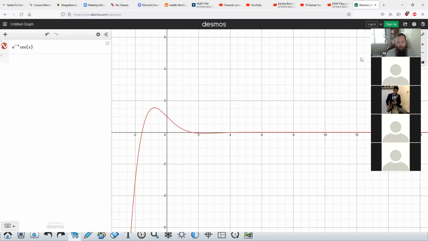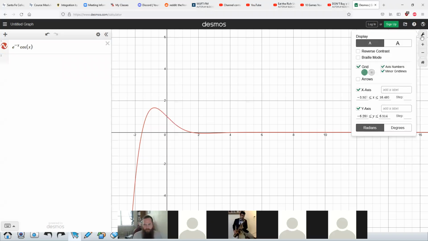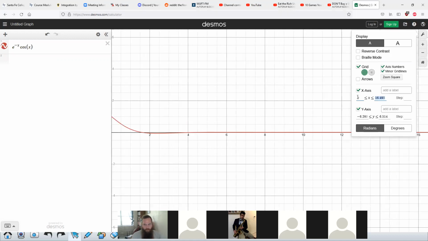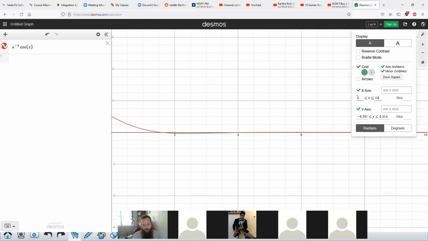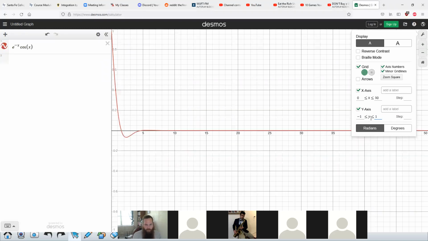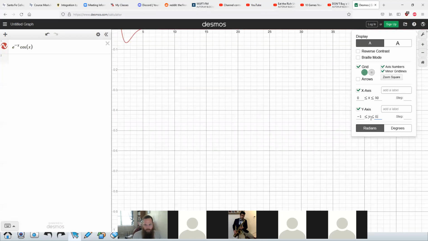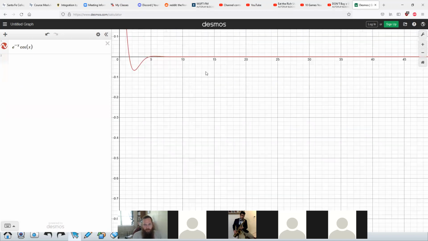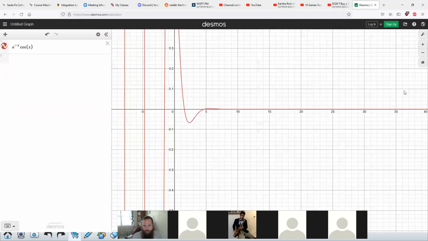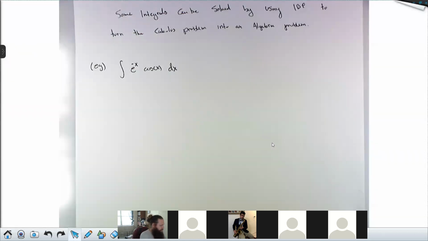I'll adjust my axes a little bit. The x's, we're going to just go from 0 to, say, 10. Oh, no, let's do 0 to 50. And then my y values can be quite small. So 1 and 5. Something like this. What's going on here? It's still hard to see at that scale because this decays so fast. Let me draw it for you.